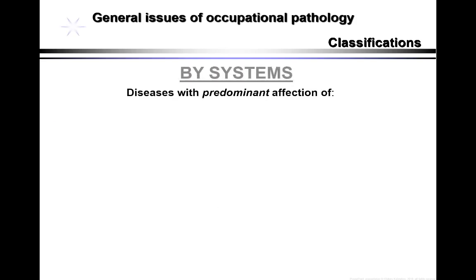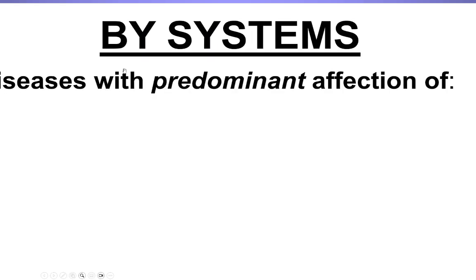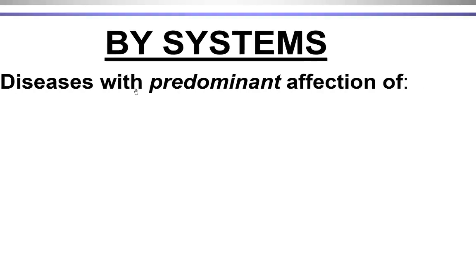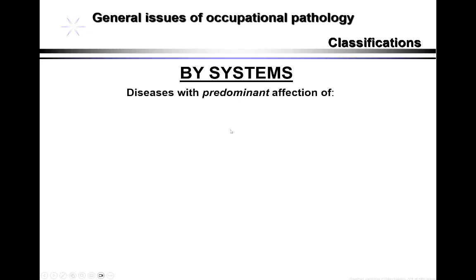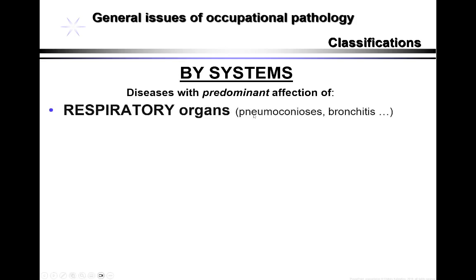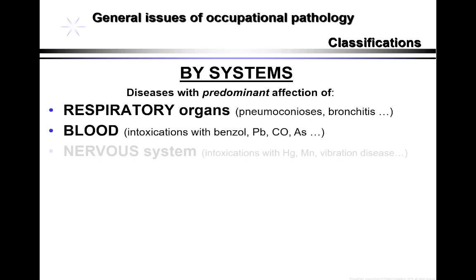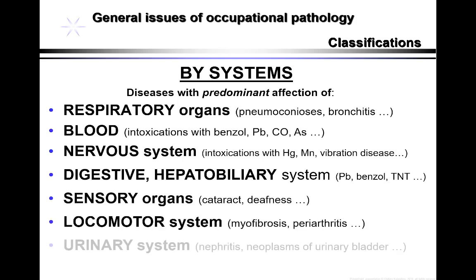Okay. The other approach to classification of occupational diseases is systematic, or by systems. Pay special attention to the fact that, again, let me magnify this for you. We distinguish diseases with, what is important, predominant affection of some systems. Not just only one system is affected. It never happens, just one system and not more. Predominance. As I hope you remember, every time some hazard is influencing the organism, many systems suffer, always. But some of them might be predominant. By this we distinguish occupational diseases with predominant affection of respiratory organs, blood, nervous system, digestive, hepatobiliary system, sensory organs, locomotor system, urinary system.